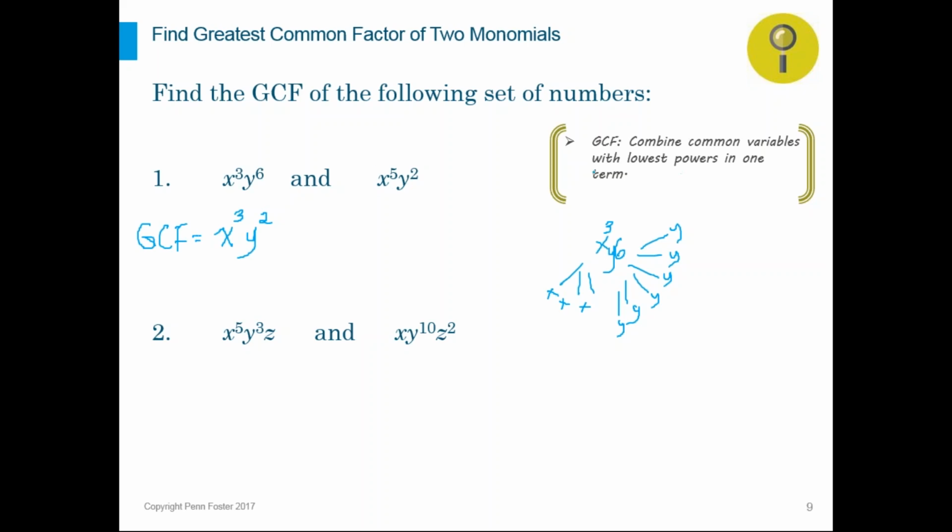And that is written out here in this rule, that you combine the common variables with lowest powers. So that would be your greatest common factor when it comes to variables only.